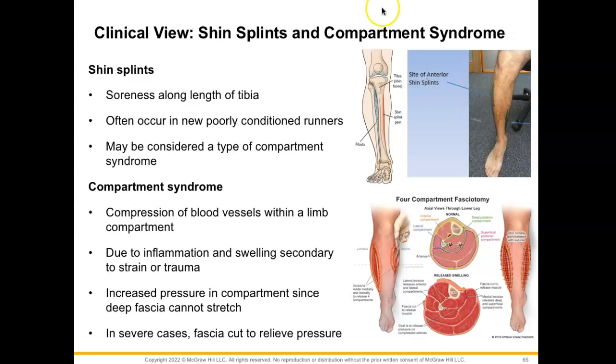We discussed how in our limbs we have these different compartments that get created from intramuscular septa. And so sometimes we can experience a compression of blood vessels within a limb compartment, and that would be due to inflammation and swelling secondary to a strain or trauma. And what we see is increased pressure in the compartment since that deep fascia can't stretch. And so in severe cases, they have to go in and cut fascia in order to relieve the pressure to get blood to circulate.